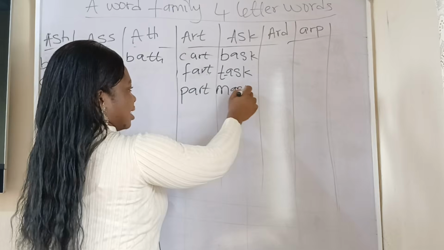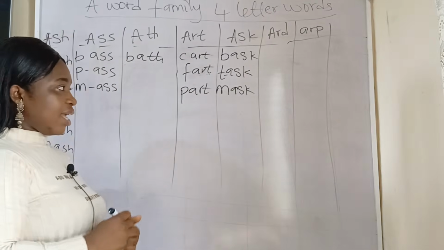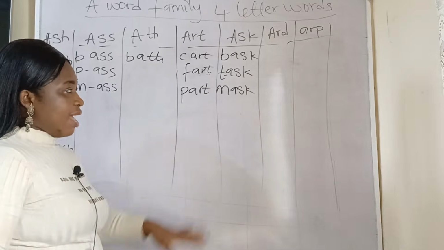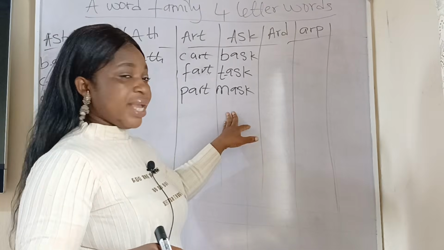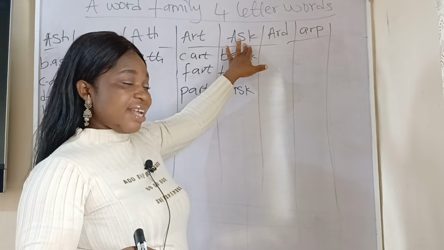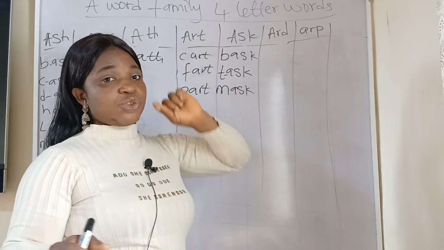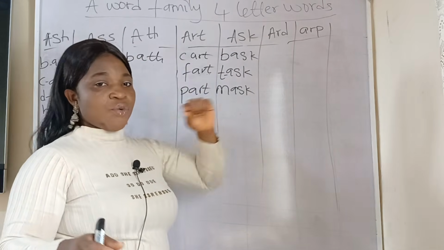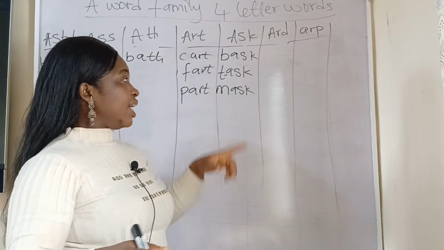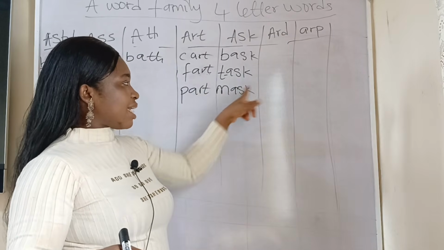Okay, mask. This is mask. Okay, and if we decide to add, you do the remaining one. Add any other letter that will make a meaningful 4-letter word based on this sound we have right here. This is actually a meaningful 3-letter word, but for this, we are regarding it as our base sound to get our 4-letter words. Okay, so we have bask, task, and mask.